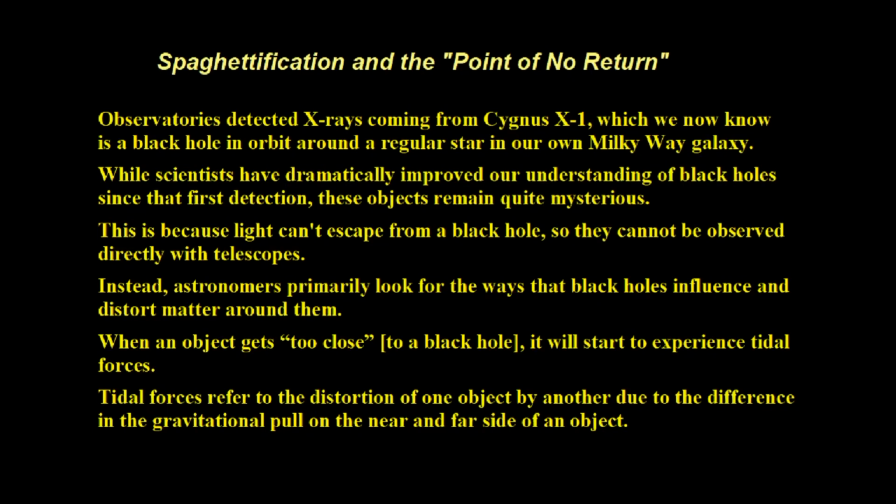Okay, so here we have spaghettification. It says, point of no return. Another article. It says, observatory detected X-rays coming from Cygnus X-1. Cygnus the swan, right? Which we now know is a black hole. They know this, okay? In orbit around a regular star in our own Milky Way galaxy. While scientists have dramatically improved our understanding of black holes since the first detection, these objects remain quite mysterious.